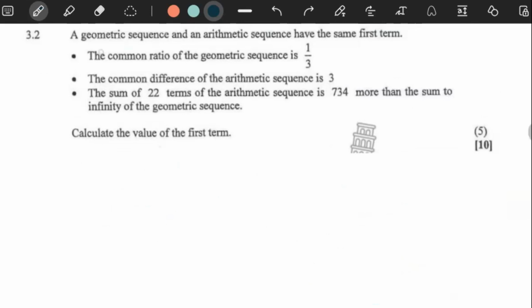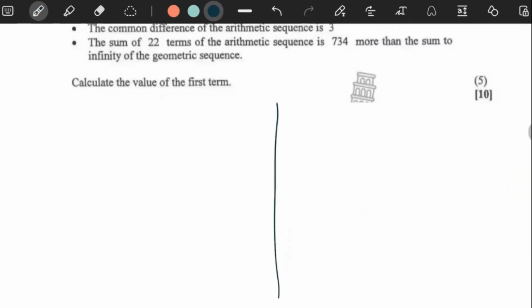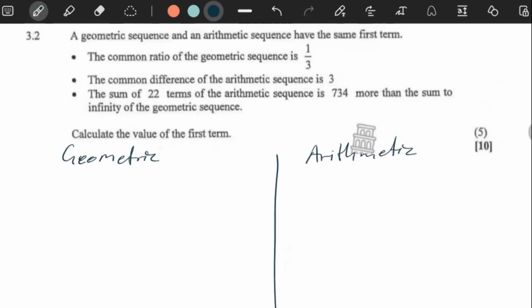So they said you have 2 sequences clearly, an arithmetic and a geometric, but they have the same first term. So let's put it this way: split the page in half. Here we're going to have information about our geometric sequence. Here we're going to have information about our arithmetic sequence. So they said they have the same first term, right?